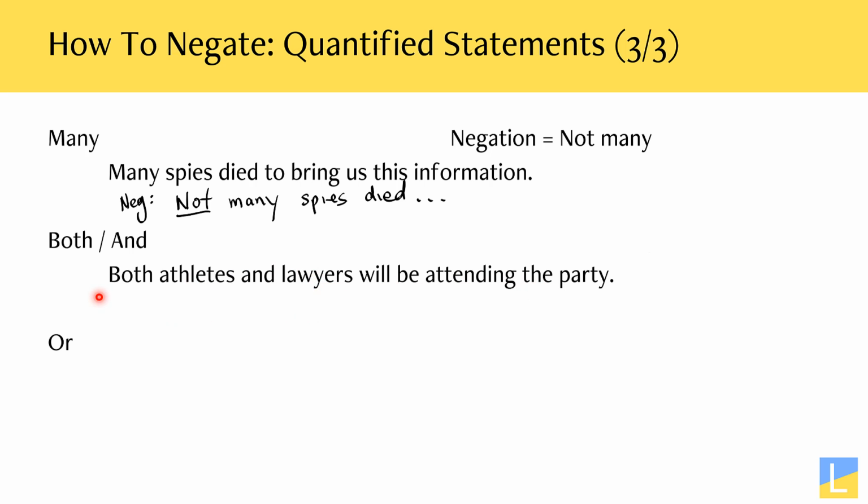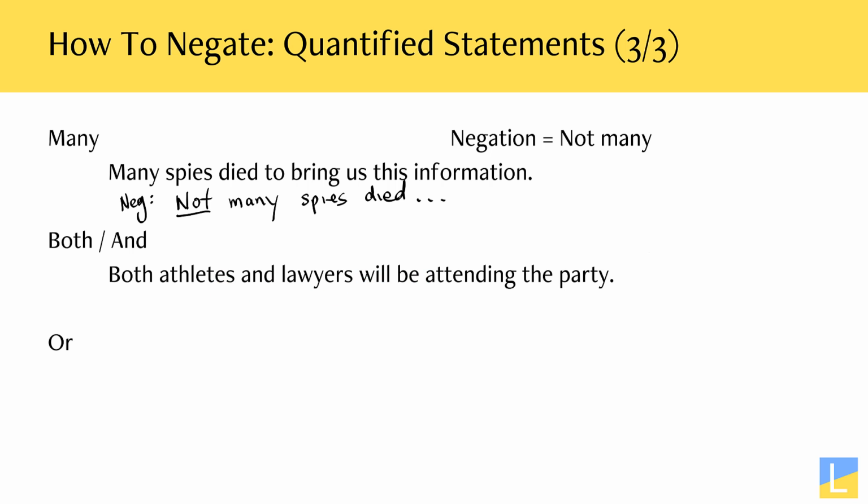But the key is not both does not mean neither. So if your idea of negating this statement is none of them will be attending the party, that's actually not correct because you're missing a possibility. You're missing the possibility that just one of these groups will be attending the party.